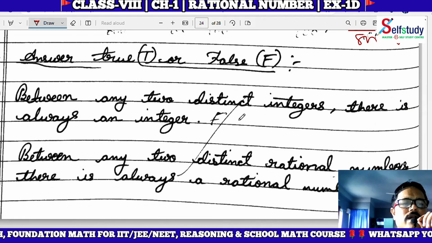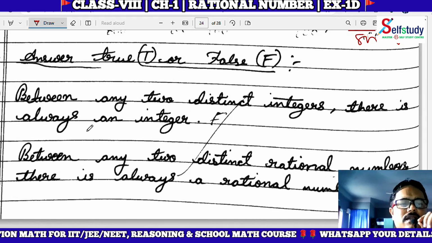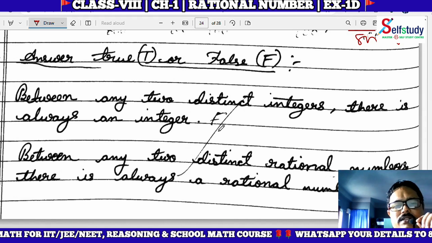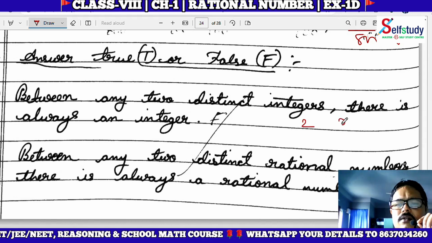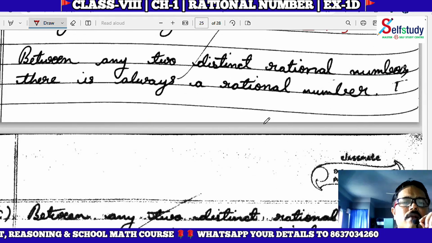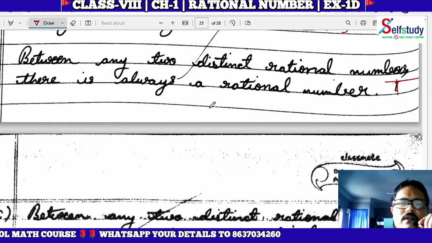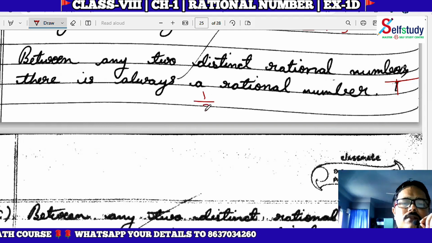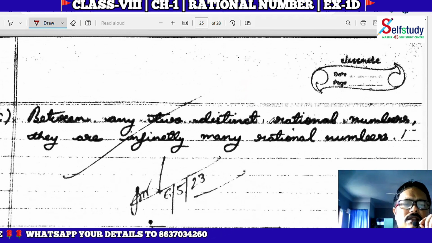Now let's do true and false. Between any two distinct integers there is always an integer. So this is false, because 2 and 3 are two distinct integers, but there is no integer in between 2 and 3. Between any two distinct rational numbers there is always a rational number. So this is true, because in between two rational numbers there are so many rational numbers. For example, in between 1 by 2 and 1 by 3 there are infinite rational numbers.